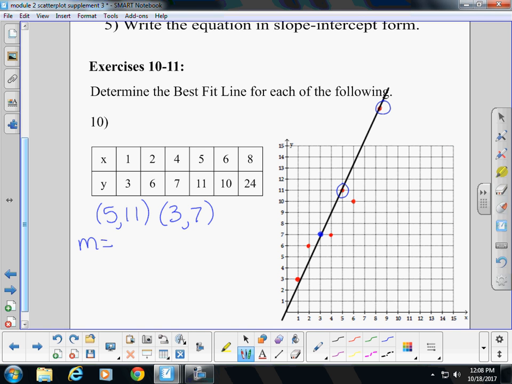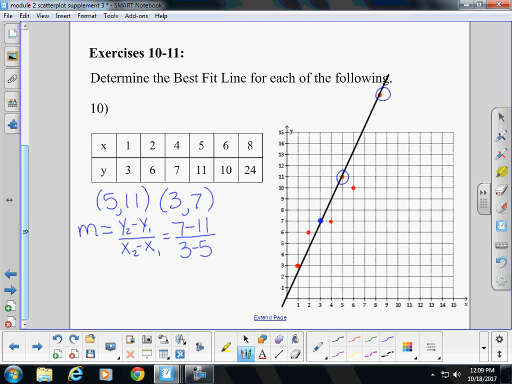Okay, so now I want to calculate my slope. Remember the slope formula is y2 minus y1 over x2 minus x1. Okay, so in this case, that's going to be 7 minus 11 divided by 3 minus 5 for my x's. So 7 minus 11, that's negative 4. And 3 minus 5, that's negative 2. And negative 4 divided by negative 2 is positive 2. So I'm saying my slope of my line is positive 2.